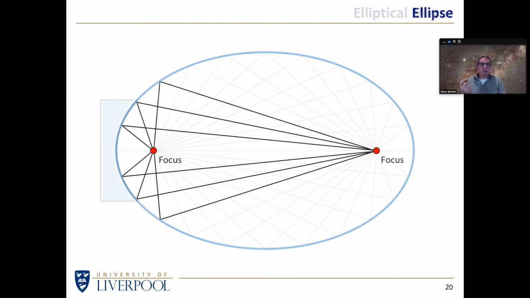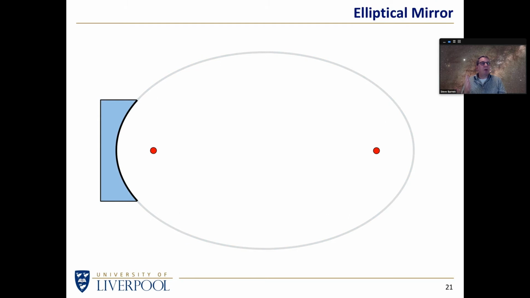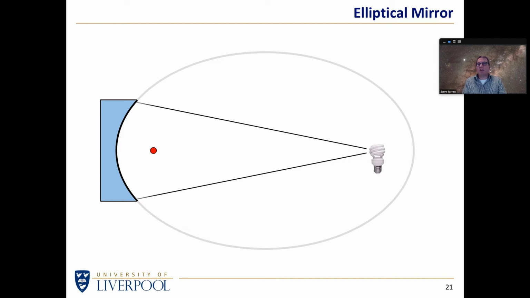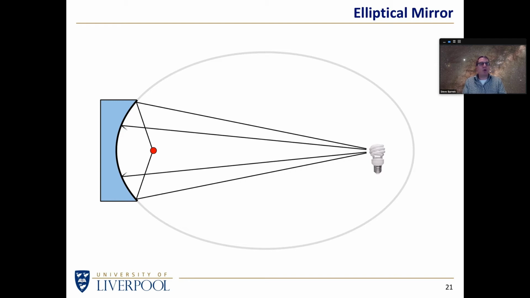So what that means is, if we were to build a mirror into that shape, we wouldn't necessarily use a large fraction of that ellipse. Here I've just shown a mirror on the left hand side. Use that if we have a light source on the right, that looks like an old light source, let's make it a new light source, there we go. A nice energy efficient light source on the right hand side placed at the focus. All of the light that hits the mirror and arrives at the other focus, all of that light will arrive in phase and produce a perfect image.